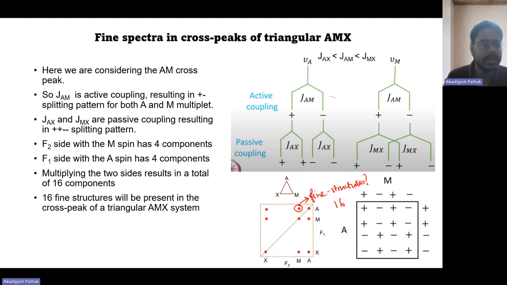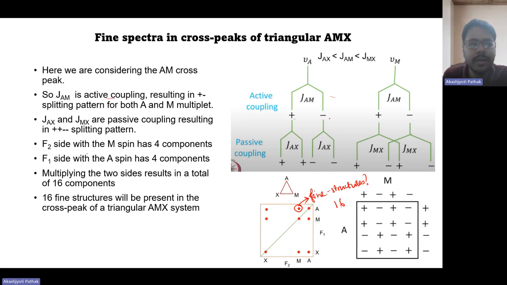So that is what has been written here. You can read this. We are considering the AM cross peak. JAM is the active coupling here. Since JAM is the active coupling, first you will get this plus minus splitting for both A and M multiplied, and then JAX and JMX are passive couplings, resulting in a plus plus minus minus splitting pattern. So JAX and JMX are the passive couplings, right?